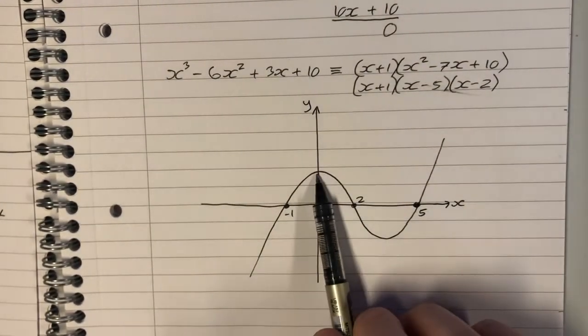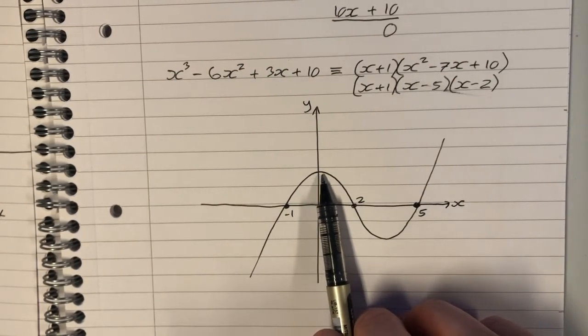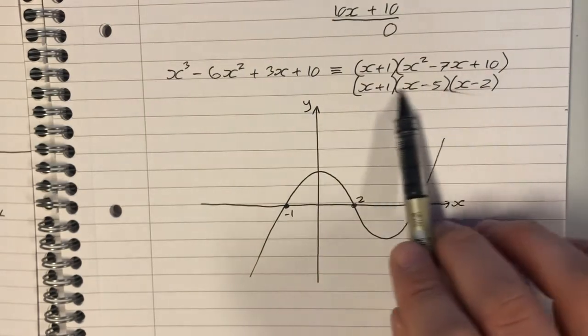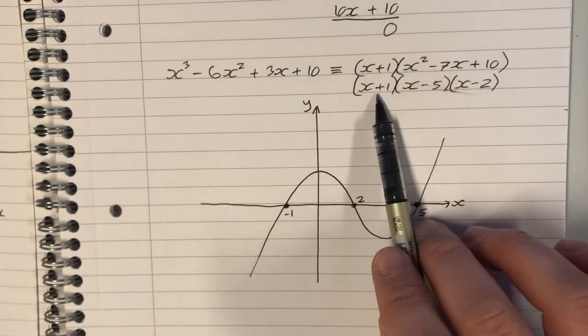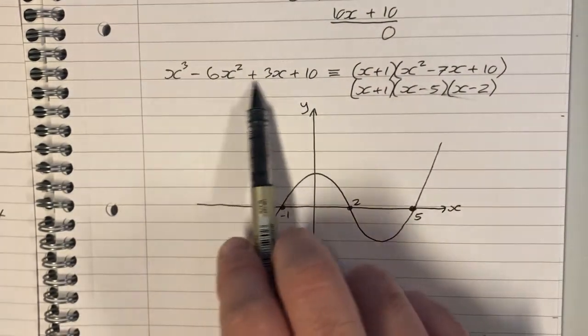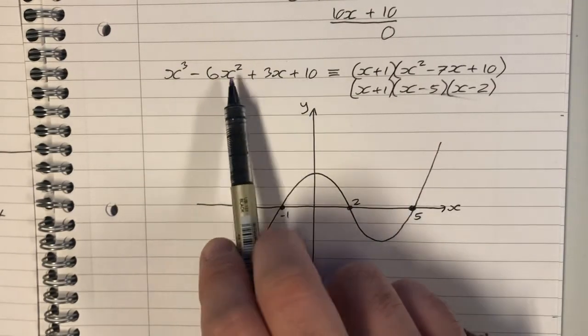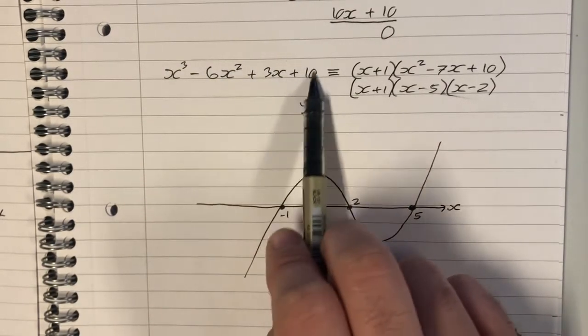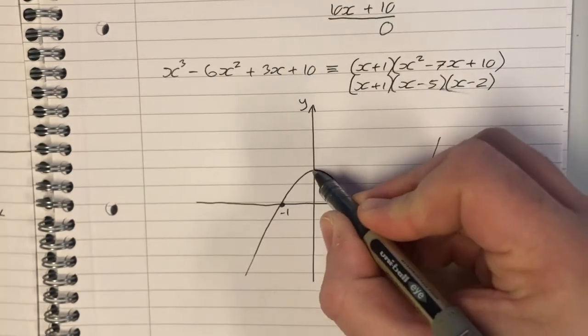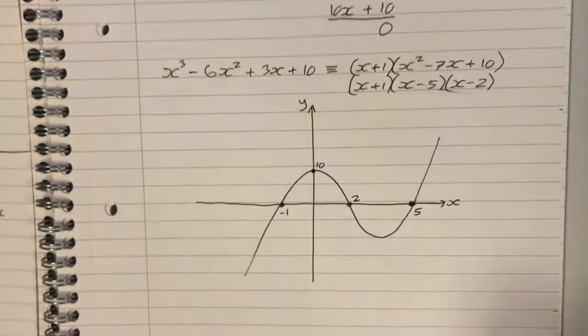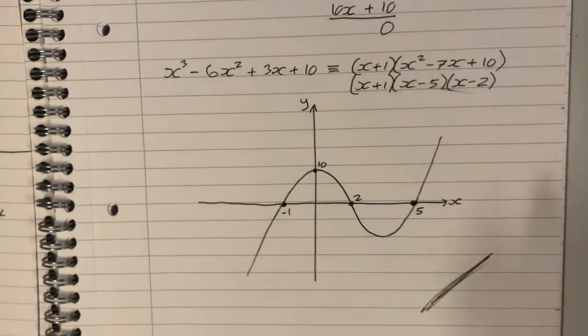And then finally, where does it cross my y-axis? Well, that is when x equals 0. So either plug in x equals 0 into here, in which case you'll get y is 10, or, even easier, go back to the original cubic. When x is 0, those three terms will disappear, and you're left with plus 10. So it crosses my y-axis at 10. Okay, and that is the answer.